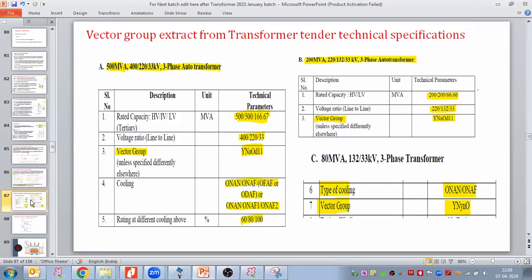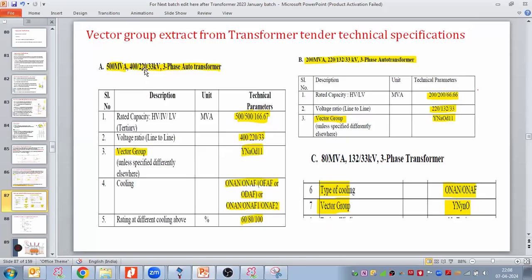Let us see some project extract for the vector group. So this is 500 MVA, 400 by 220 by 33 kV. So actually, how much?